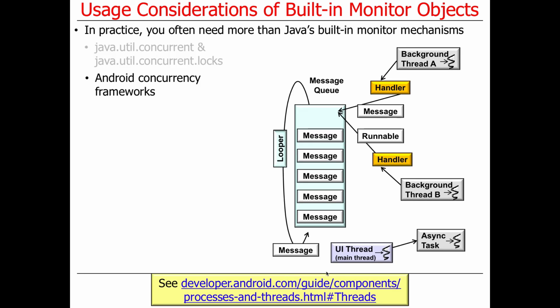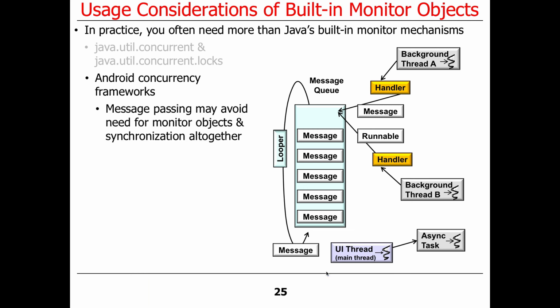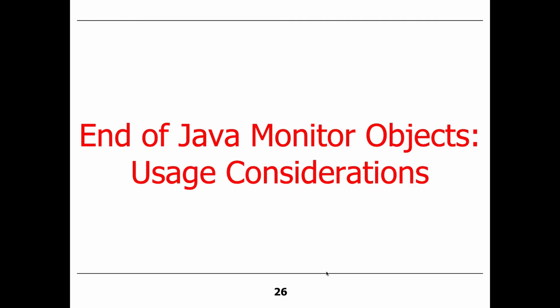Android also provides a whole pile of stuff. You've learned about some of them, most particularly AsyncTasks, but there's other stuff it provides as well. And one of the neat things about the abstractions that are provided by Android in the form of these concurrency frameworks is they use message passing as opposed to synchronization and coordination. So coordination is handled by passing messages which can be passed between threads. So a lot of the subtle low-level issues that we've been talking about kind of go away, and it's handled for you internally by the Android concurrency frameworks. Okay, so that's the quick overview of usage considerations for Java monitor objects.